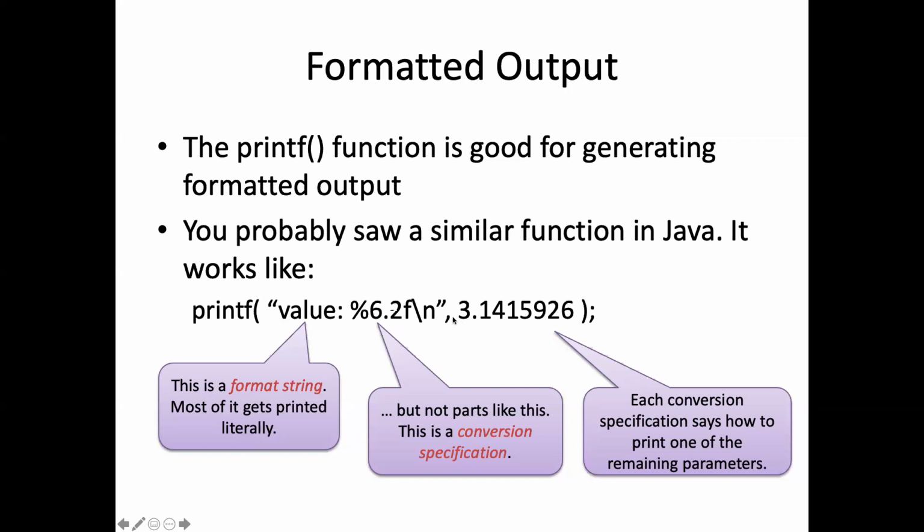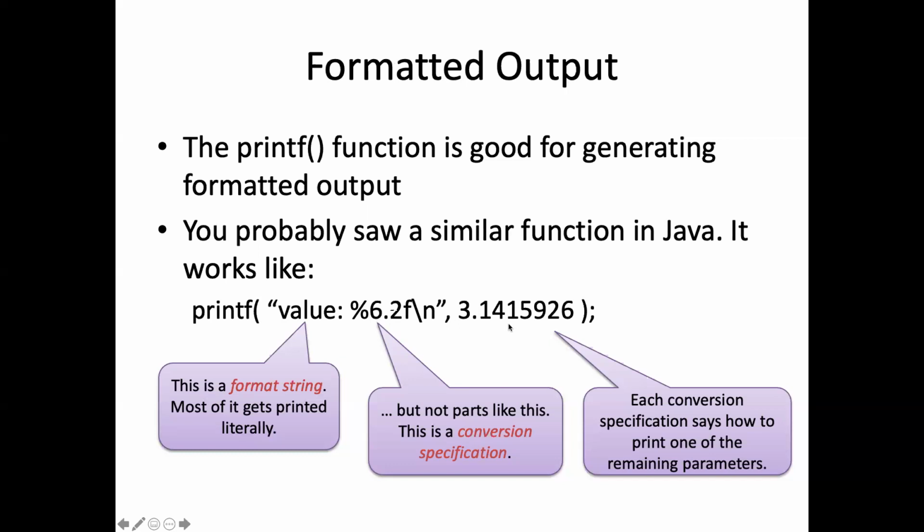So that'll print, and then I said printf always takes at least one parameter, a format string, but if you have conversion specifiers in your format string, then each conversion specifier says how to print one of the arguments that come afterward. So this %6.2f says how to print this number 3.1415 in the output.